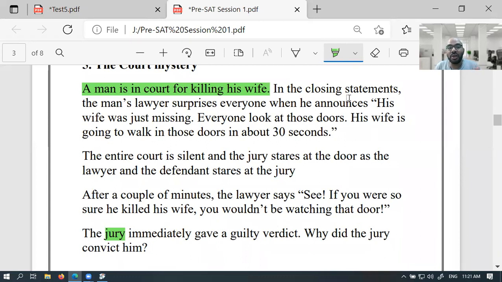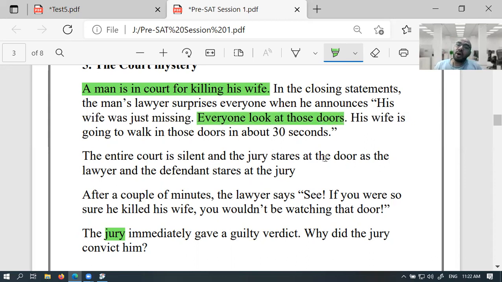So the lawyer wanted to play a trick. He said, this man didn't kill his wife. This man didn't kill his wife. His wife was just missing. See, he wanted to play a trick. The lawyer himself was not sure whether the man killed his wife or not, by the way, but he wanted to prove something else. He said, you know what, judge, please, everyone look at the door. He's talking to the judges now and everyone in the court.